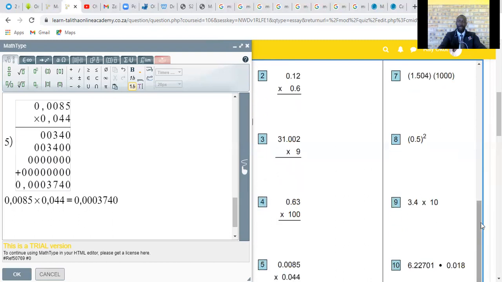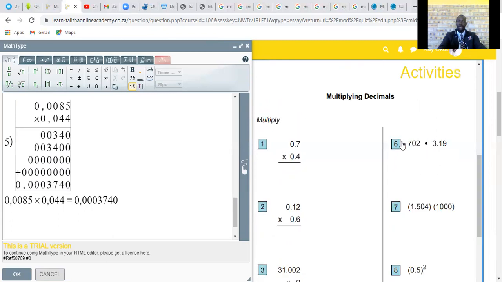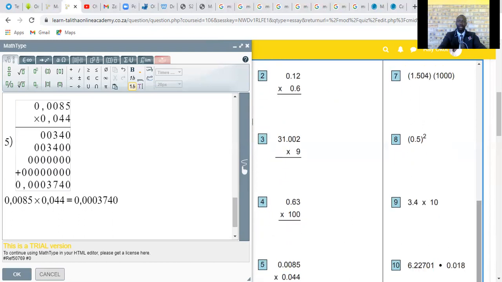I then ask you to do question 6, question 7, question 8, question 9, and question 10, and submit your work.